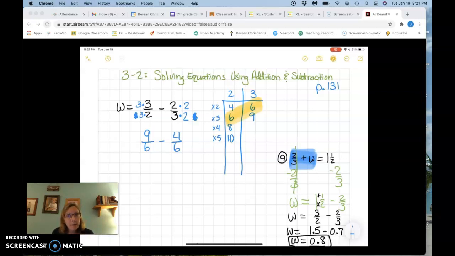Now that I have the same denominator, I can just subtract these numbers. So W equals, what is 9 minus 4? 5. And when you add or subtract fractions, the bottom number stays the same. So the answer to this problem is 5 divided by 6.